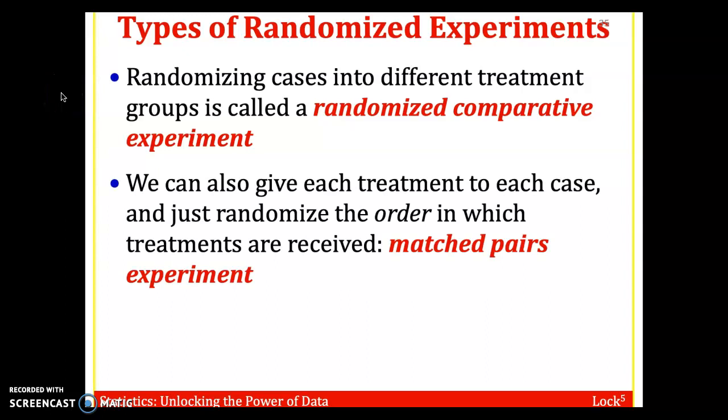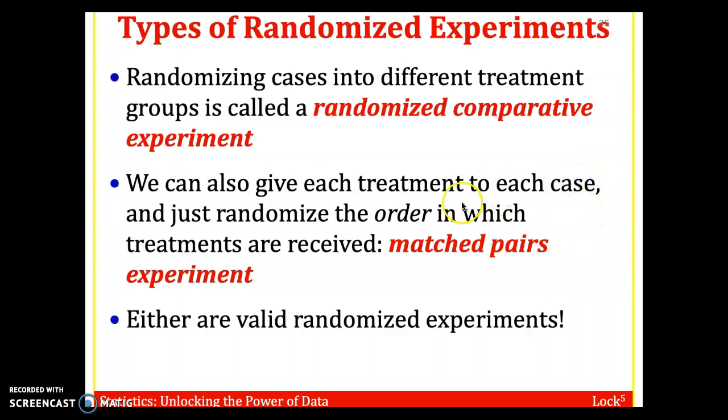The other one, maybe a little less common from what we've talked about, but used fairly frequently, is called matched pairs. So that's the case where we give each treatment to each case. I think each case would be a person if we're talking about people. And we just randomize the order in which treatments are received. I'll go over an example here in a second to compare these 2. And either are valid randomized experiments. There are just times where matched pairs makes more sense than randomized comparative, and vice versa.